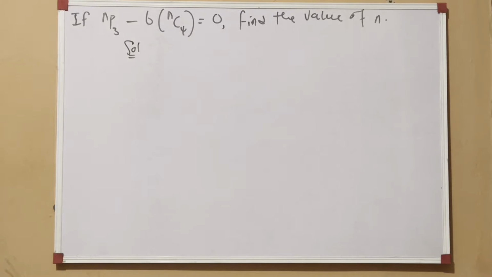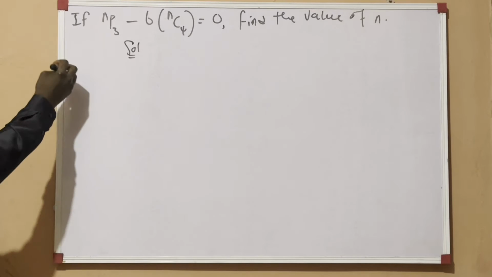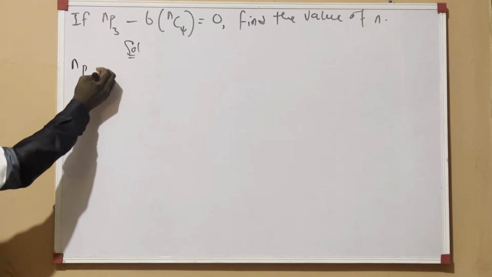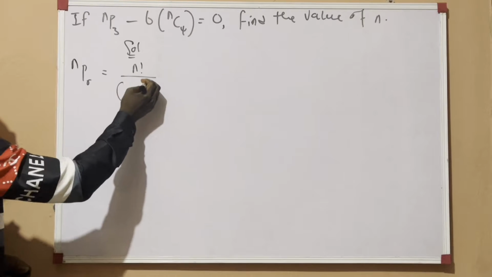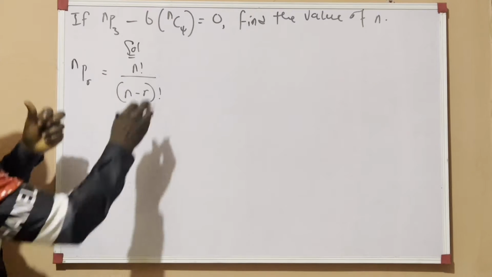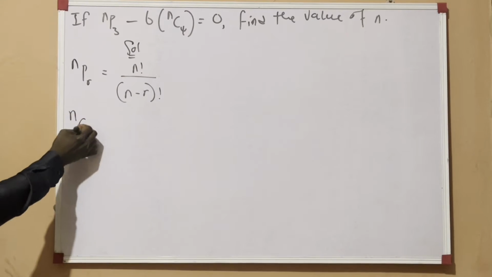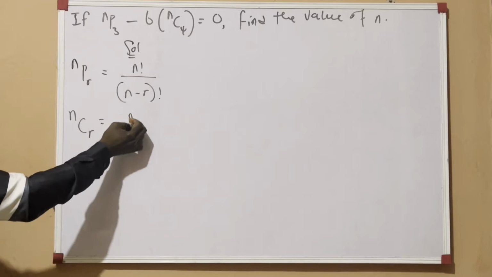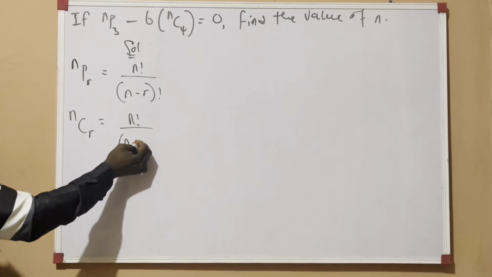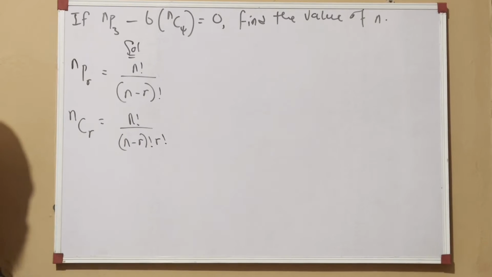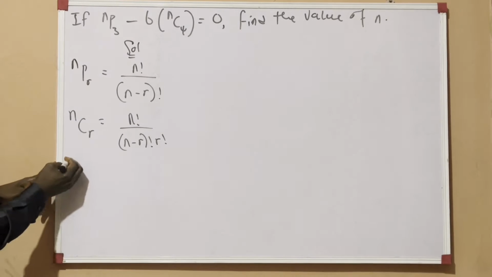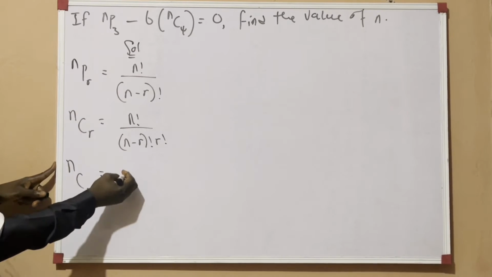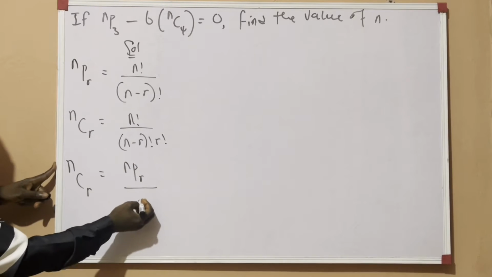First of all, you need to know the formula for permutation and also the formula for combination. The formula for permutation, nPr, is equal to n factorial over n minus r factorial. And the formula for combination, nCr, is n factorial over n minus r factorial, r factorial. In some cases, you can also say nCr is nPr over r factorial.